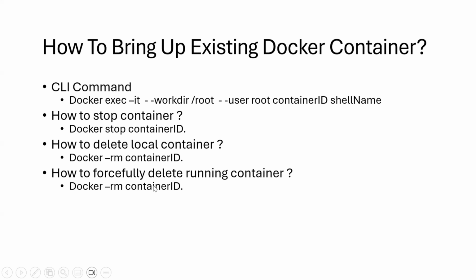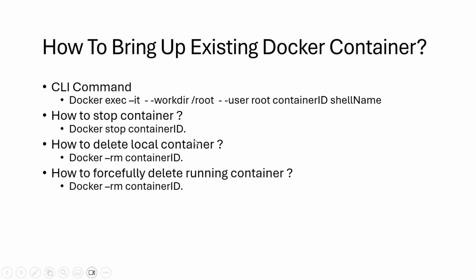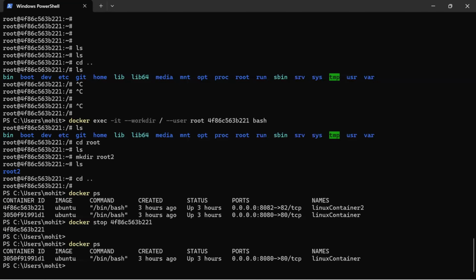Now, third thing is, how do I delete a running container? Let's say this container is running and I want to delete this container. So what do I do? I'll say docker, and then I need to delete. For that, we have the command rm, remove. And again, you need to give the container ID. Let's see what happens.